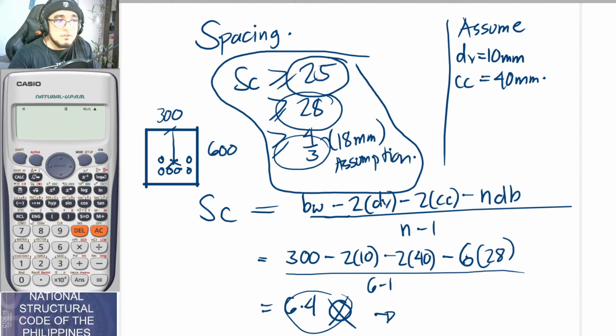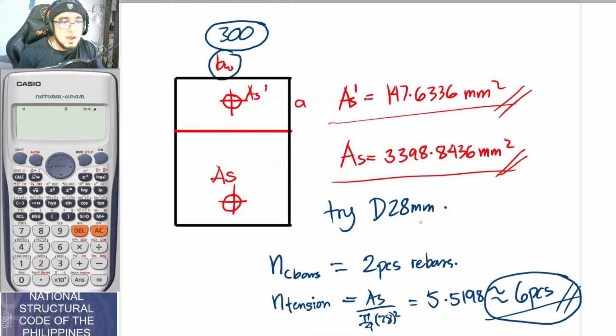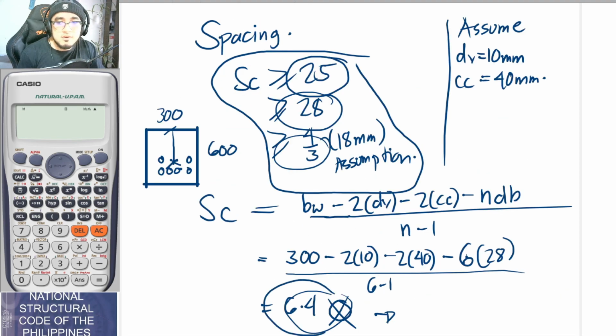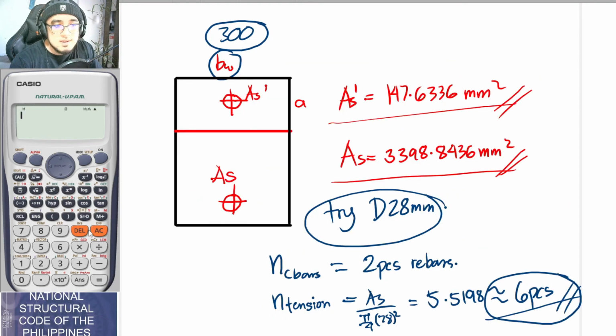Okay, so another way for you to, let's say, change the spacing is, of course, to change the diameter of rebars. However, as I can see, 6.4 to masyado nang malayo. Kahit ano atang rebar ilagay niya dyan. Unless maybe, let's say 36. So let's try. So AS natin is to be 3398.8436 divided by pi over 4 times, let's say, we would be using 36 diameter rebar.